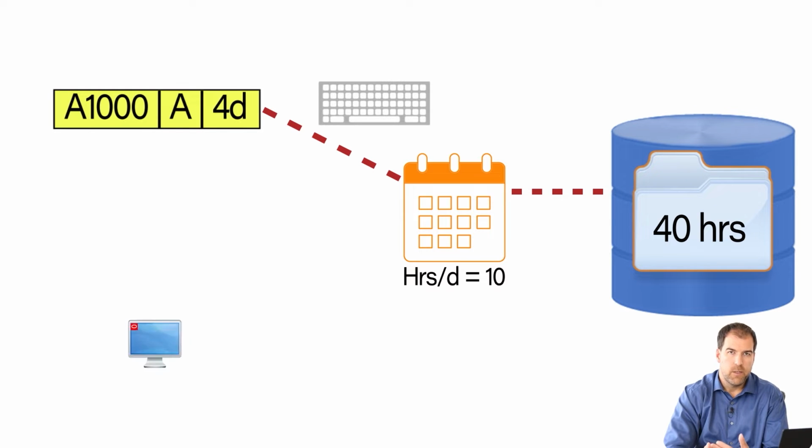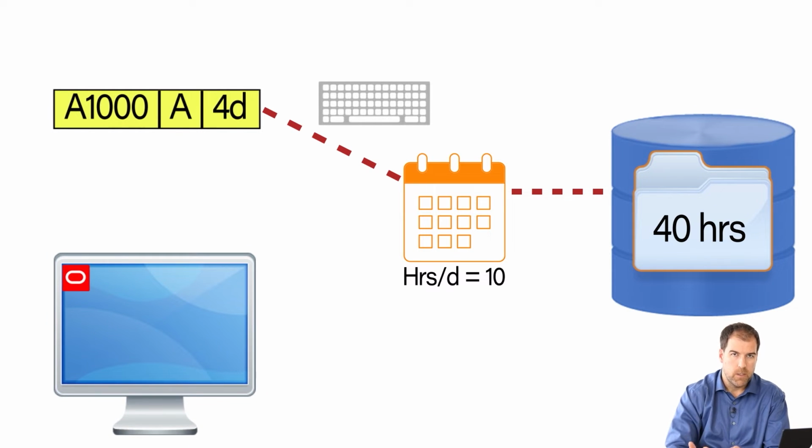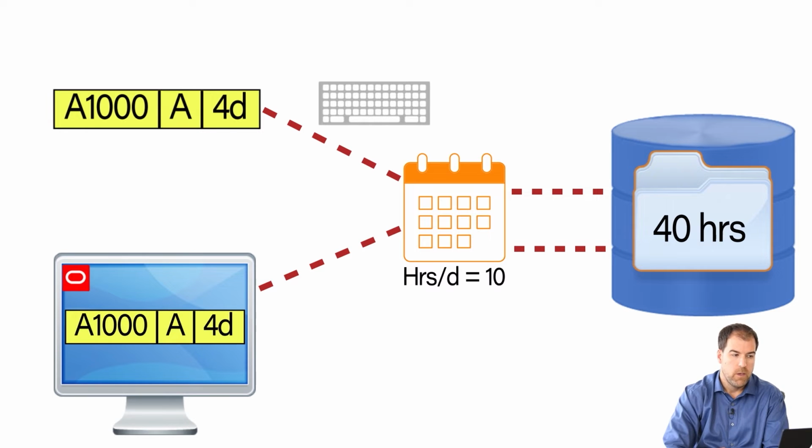Whenever that information is displayed on screen, the reverse process happens. We're reading from the database. We take our 40 hours, and again, we're processing it through our calendar, and we're dividing it by 10 hours per day to give us a 4-day duration on screen. So anytime you're seeing a day duration, it's actually been converted from the hours that are actually stored in the database. And it goes through this hours per day field. I'm going to show you where that hours per day field is in the calendars.